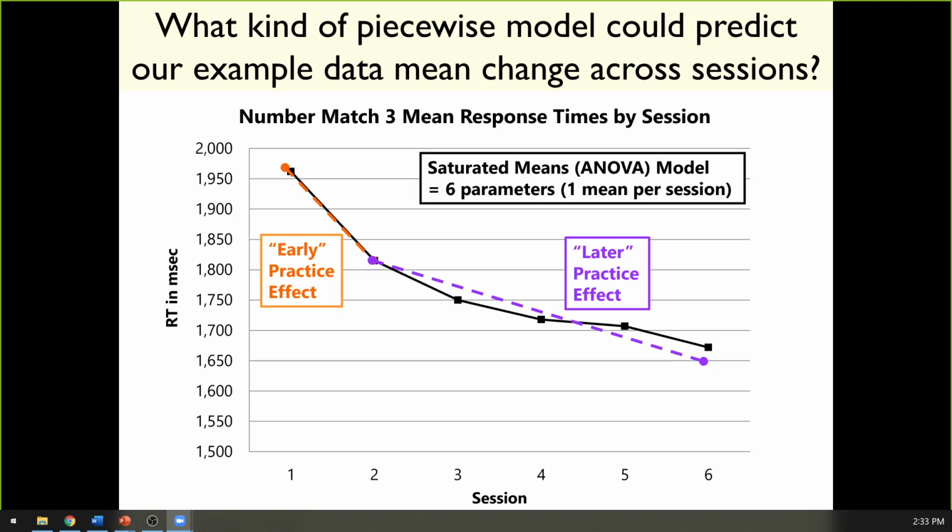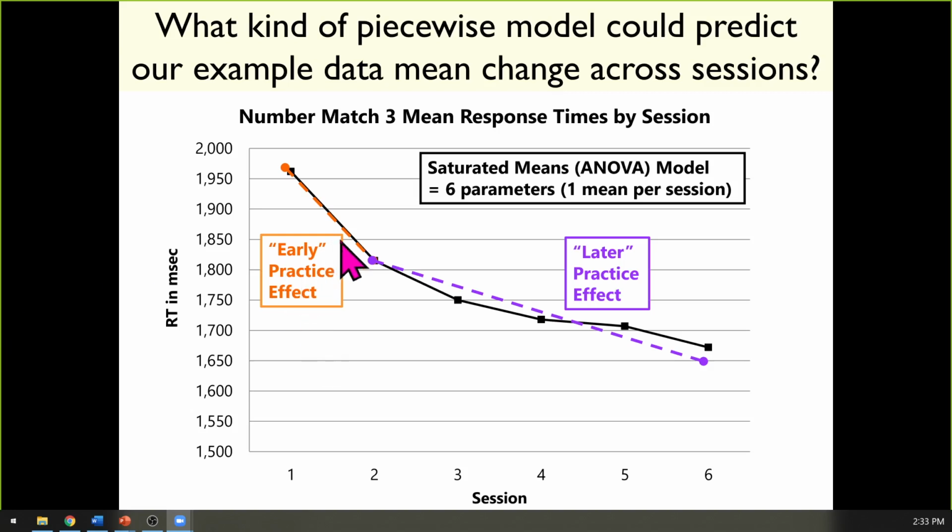So I have my orange slope, which I'm going to call an early practice effect, the initial effect of having done this task once, and then a later practice effect. So a lesser degree of improvement after session 2 until session 6. And based on my PowerPoint drawing ability, this looks pretty good, don't you think? Looks like this could work.